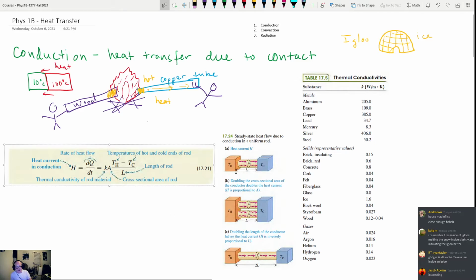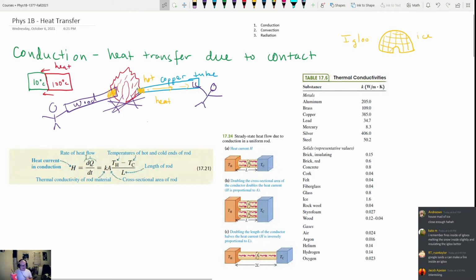In this picture, what we have is a hot object, a cold object, and then the thing through which the heat is going to flow is this rod right here. Our rod has a cross-sectional area A, and that's the A that shows up here. The bigger the area gets, the more heat flow you're going to get. That should probably make sense.